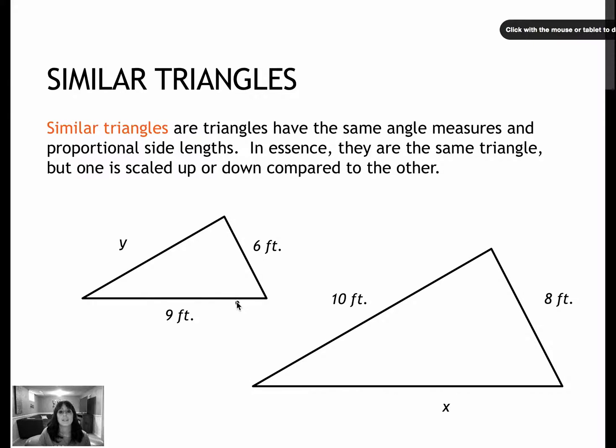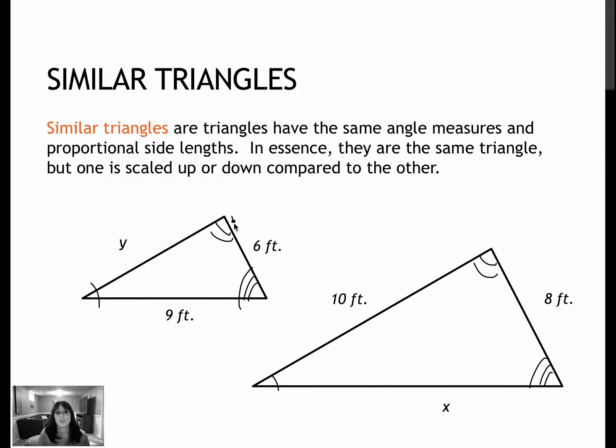What it means, really, is that if I take a triangle and blow it up a little bit and make it bigger, or I take a triangle and shrink it down and make it smaller, those are similar triangles because they have the same angle measures. So I would say that these two angles are congruent, these two angles are congruent, and these two angles are congruent.